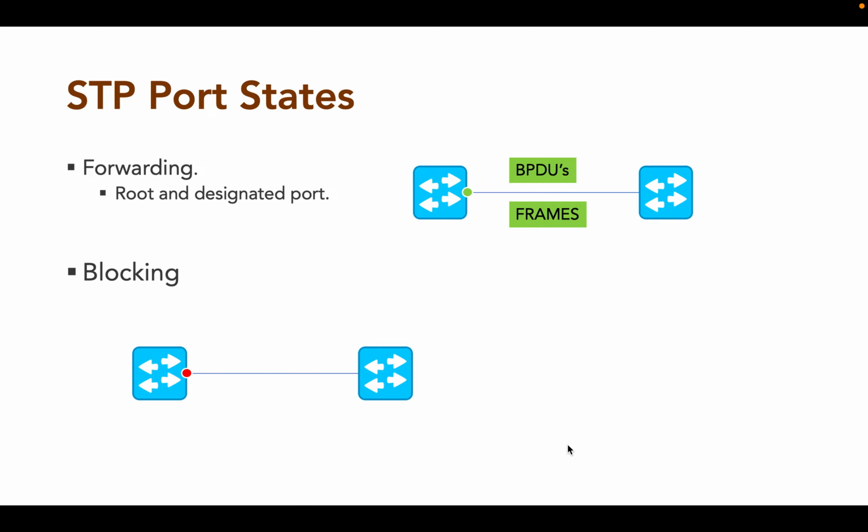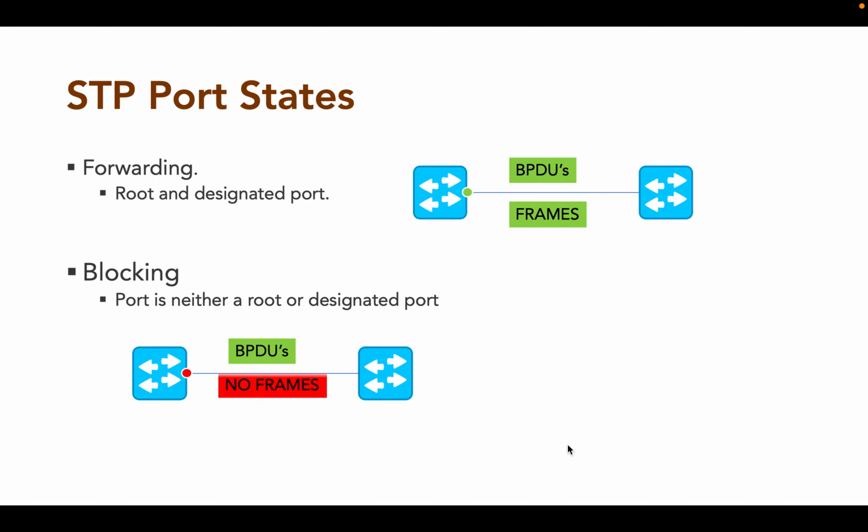Then we have the blocking state. When a port is neither a root or designated port, it will be in blocking state. A port in blocking state receives and processes only BPDUs, but it does not forward any user traffic.